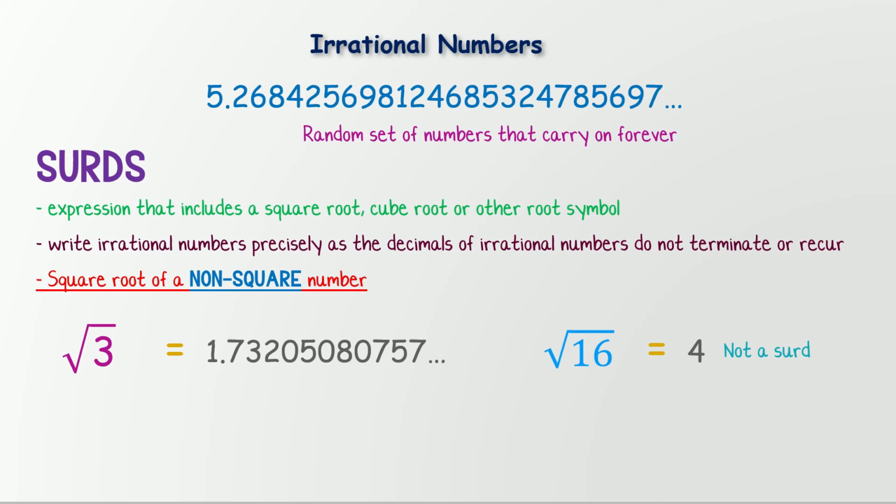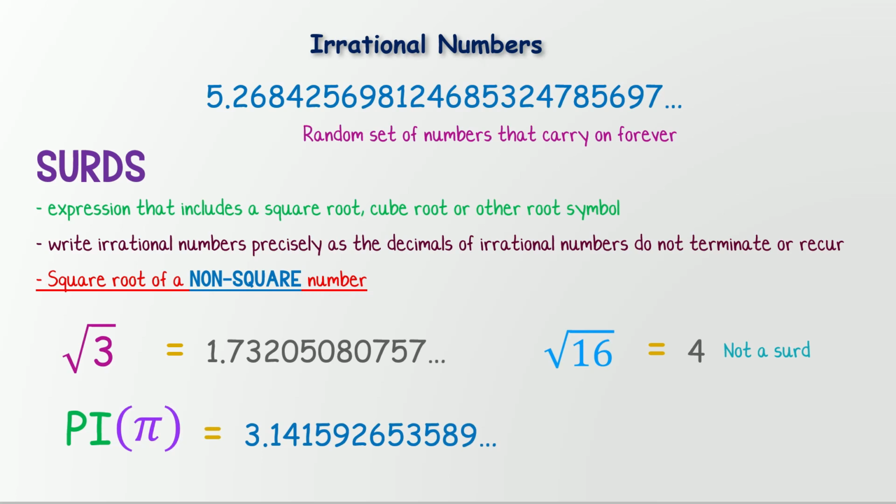Another example of a surd would be pi, which is an irrational number, which we'll cover in another video, but essentially it's the ratio of the circumference of any circle to the diameter of that circle. It's a number that starts at 3.14159265, etc. It goes on forever and it does not have a pattern to it.